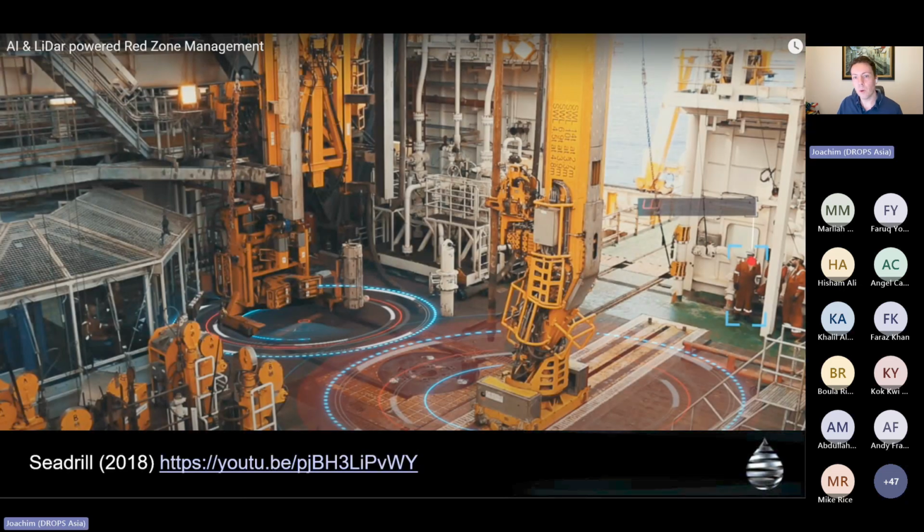The next clue came when companies started trialing red zone monitoring tools. I think the first experiment started around 2015, and to my knowledge, Seadrill was one of the first to have a fully operating system in 2018 on a drill ship. At first, some companies reported that the systems were producing too many false alarms. And I initially took that at face value.